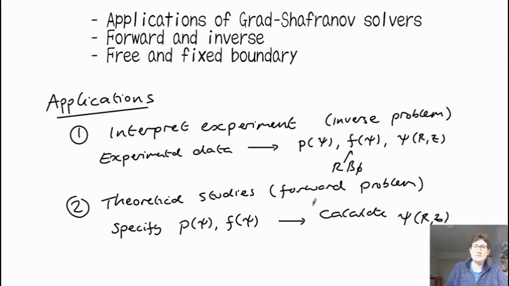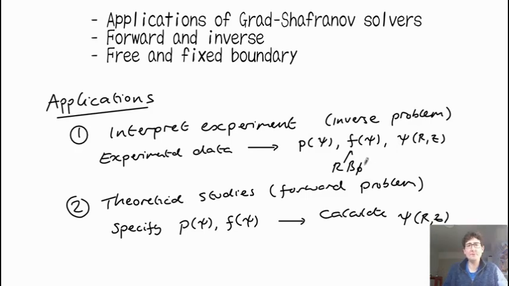So typically this forward problem might be a part of what the inverse problem requires. So one of the steps is to take a P and an F and calculate a psi, and then in the inverse problem that psi is compared to the data that you find, and then the profiles need to be adjusted and so on around the loop.